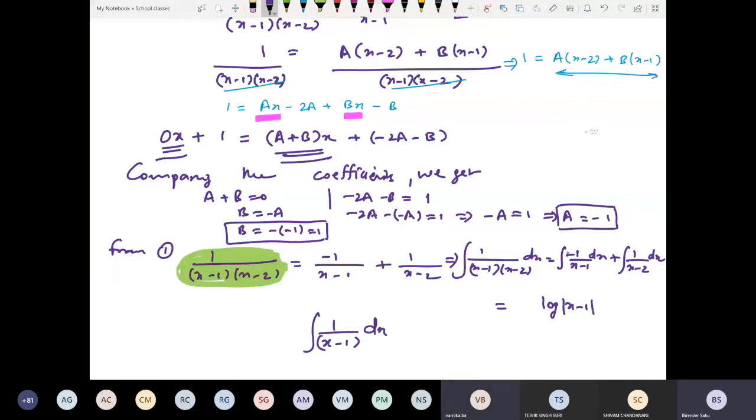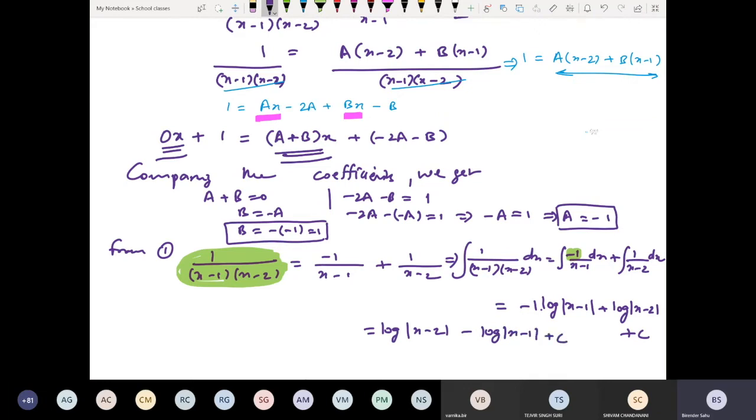Minus 1 is already a constant, it will be taken outside. So minus 1 into log of x minus 1, divided by the derivative of x minus 1. But luckily it is 1, so it will not make any difference, but it should be in your mind. Plus log of x minus 2 plus c. So students, this is the answer: log of x minus 2 minus log of x minus 1 plus c.